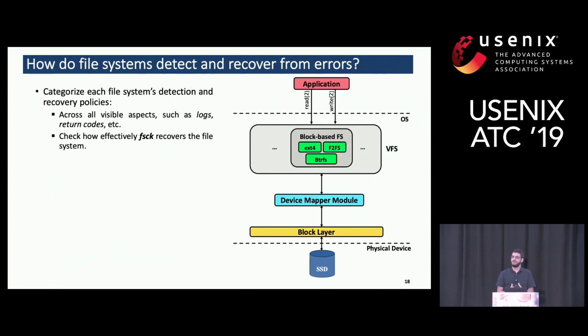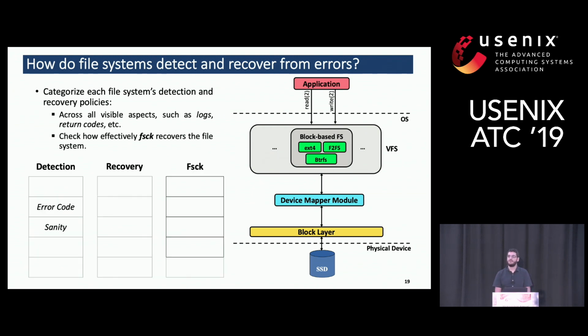So for each individual test case, we categorize the file system's detection and recovery policies by using all visible aspects such as logs and return codes, and also by comparing disk images. At the end of each test case, we also invoke the file system checker and observe if it was able to actually recover the file system.